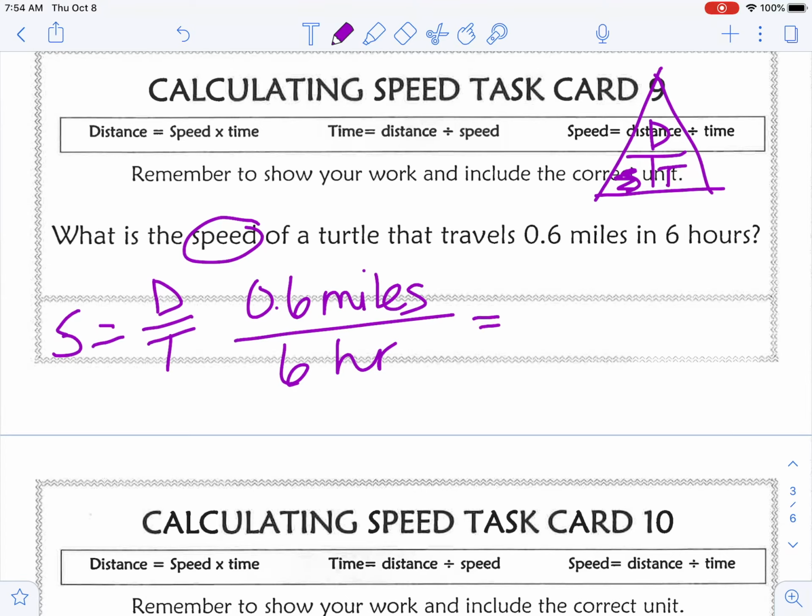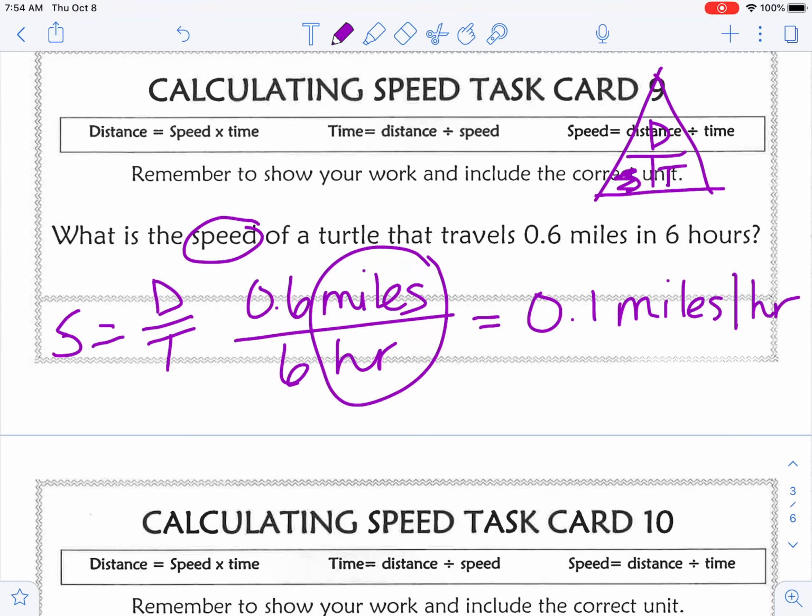So I divide that out, 0.6 divided by 6, and I come up with 0.1, and I have to use both of those units. I can't cross anything off. Miles per hour, or I could also write miles per hour this way.